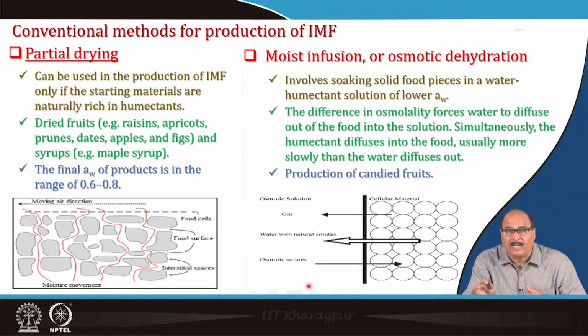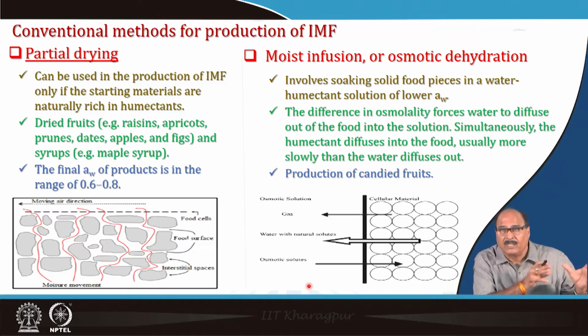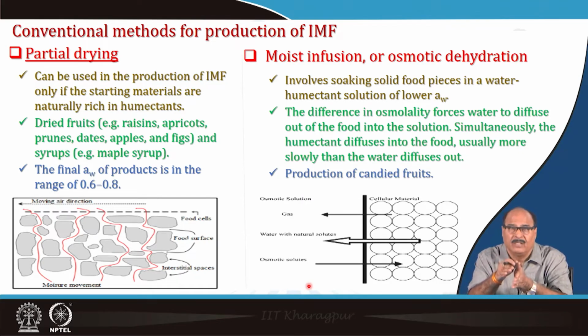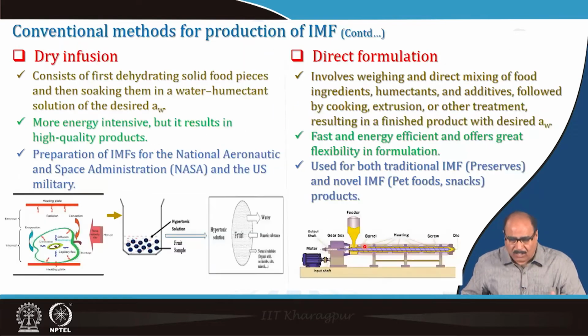Moist infusion or osmotic dehydration involves soaking solid food pieces in a water humectant solution of lower water activity. The difference in osmolality forces water to diffuse out of the food into the solution, and simultaneously the humectant diffuses into the food, usually more slowly than the water diffuses out. This is the process by which various candied fruits etc. are produced, or osmotically dehydrated fruit preserves are candied, and the process is shown schematically in the figure.